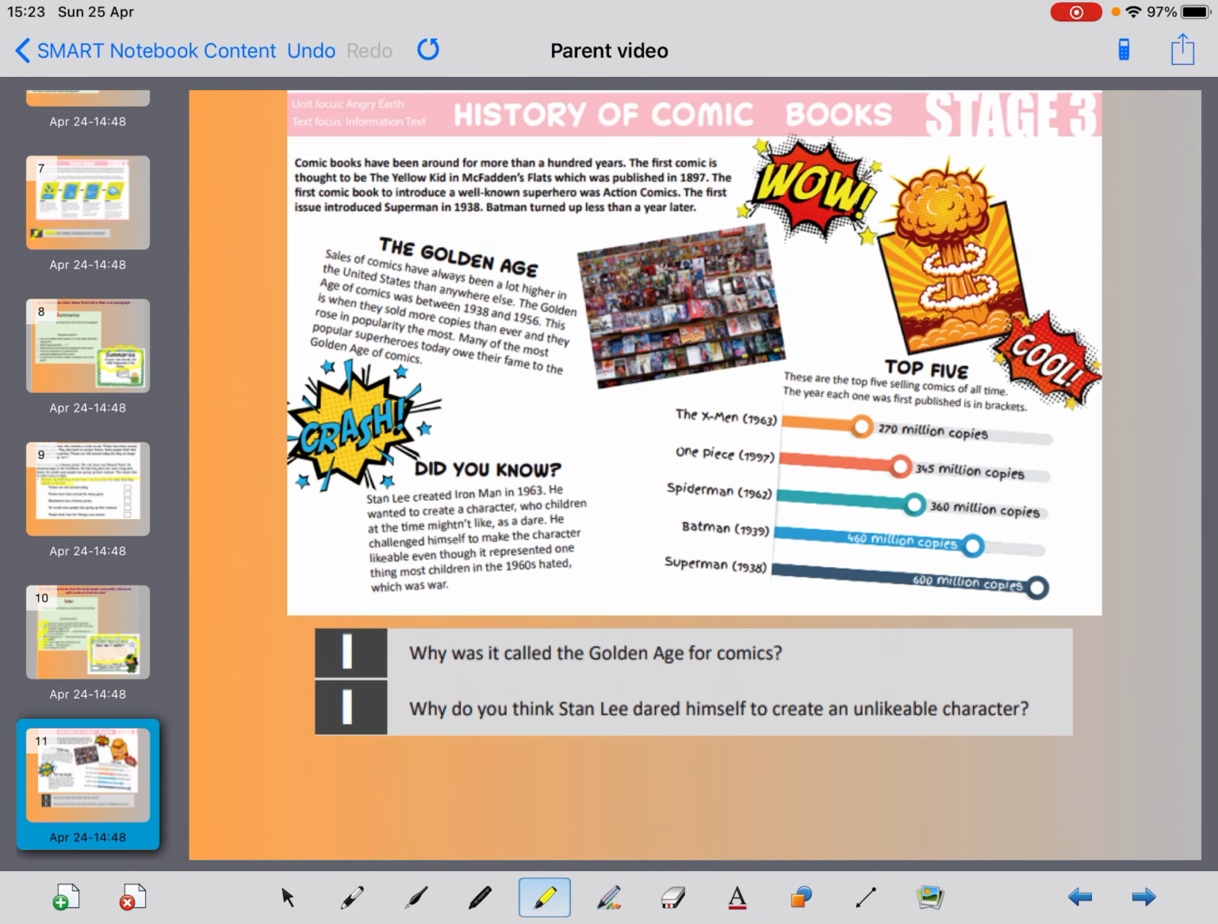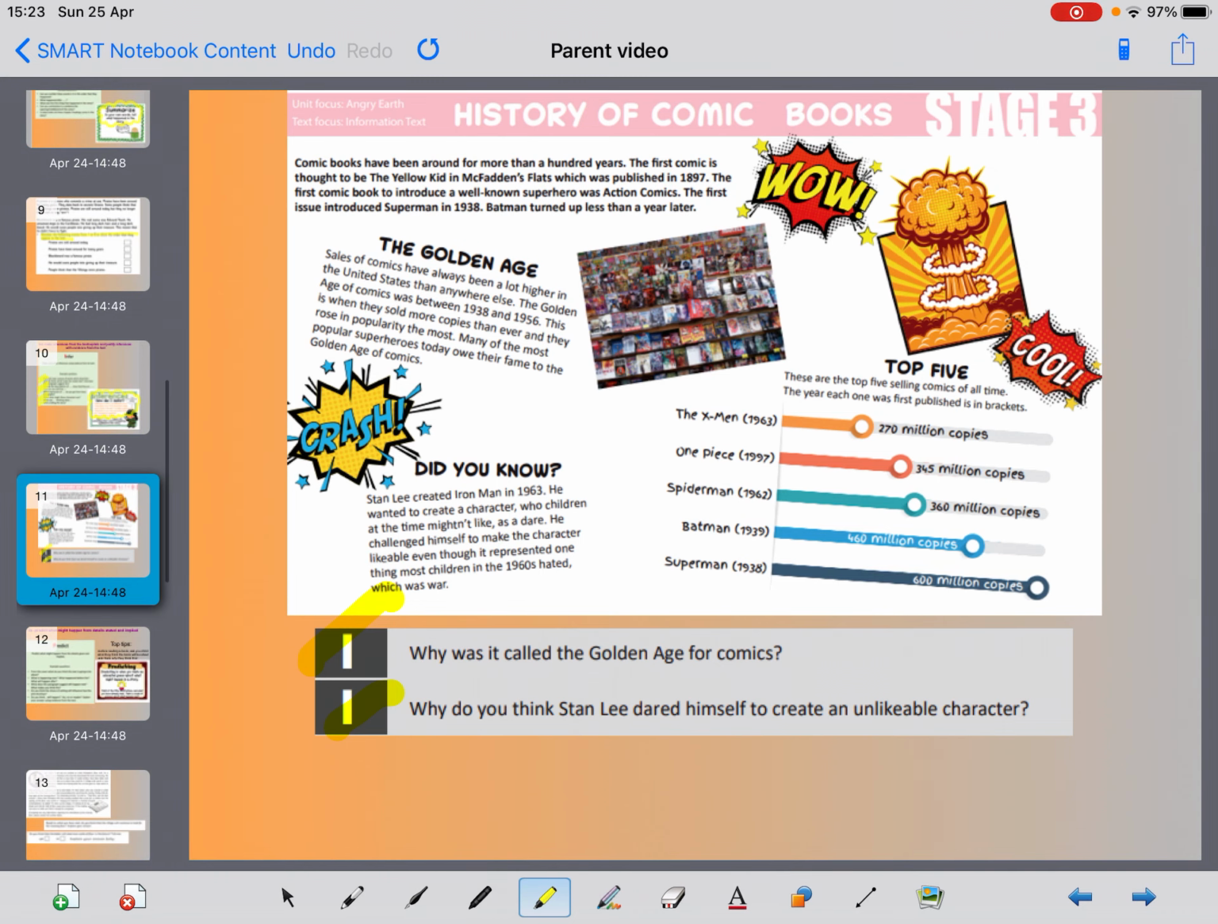Here we have another text as well that a Year 3 child might see. And our inference questions, why was it called the Golden Age for comics? Why do you think Stan Lee dared himself to create an unlikable character? They have to be able to use evidence from the text to support their answers. So they have to look within the text, find why it was called the Golden Age, and give a reason as to why they think it was that.